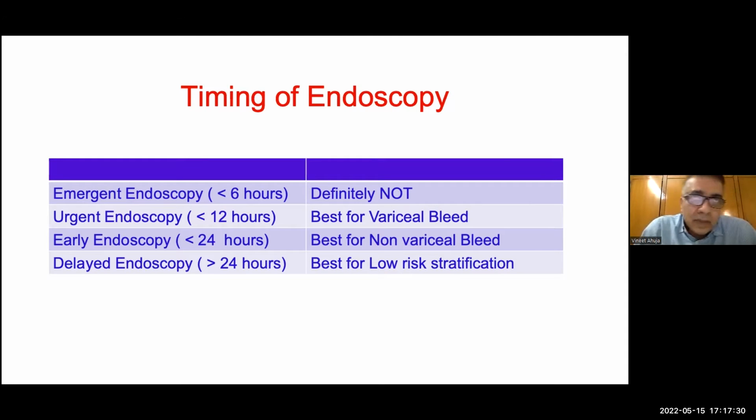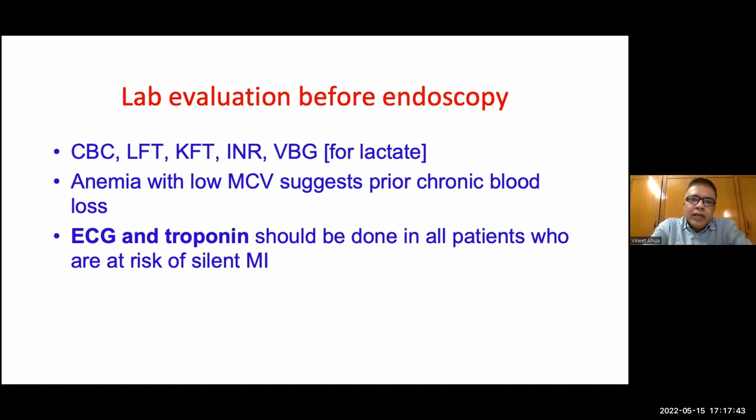Like I told you about the Glasgow-Blatchford score. So GBS score 0 to 1, you discharge the patient. You call the patient after a few days for endoscopy, and that is what is known as low risk stratification or a delayed endoscopy. What kind of lab evaluation would you like to do before endoscopy?